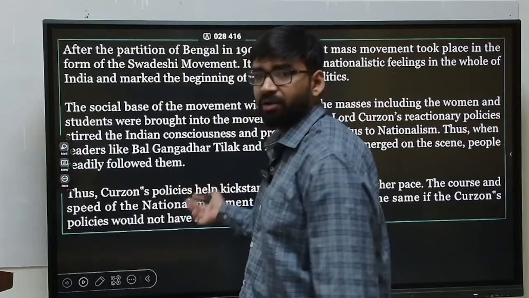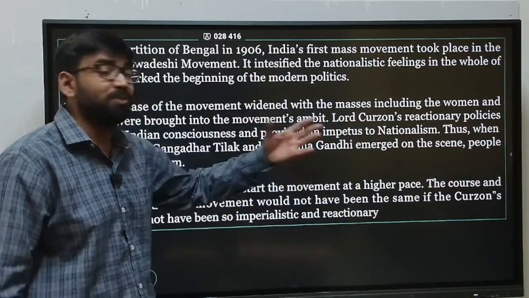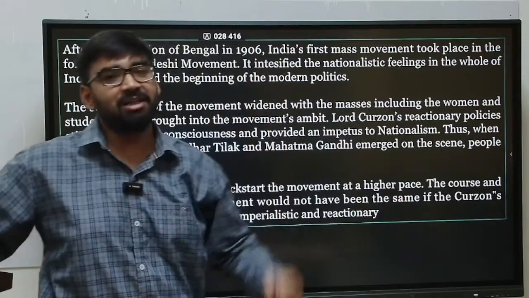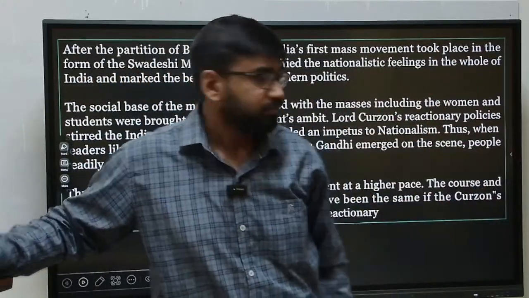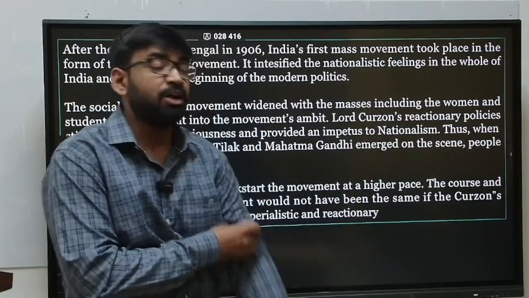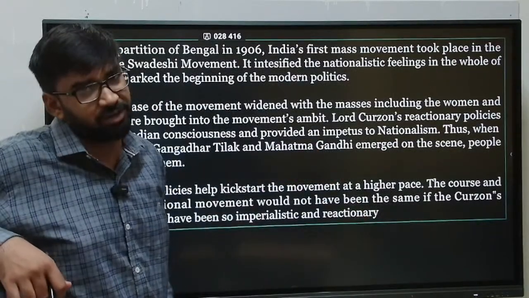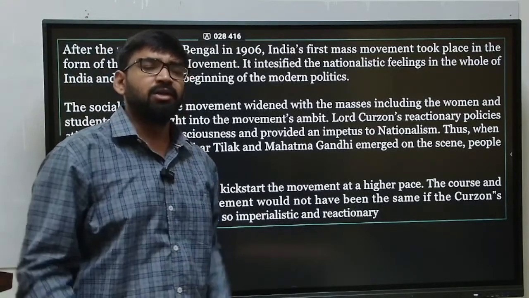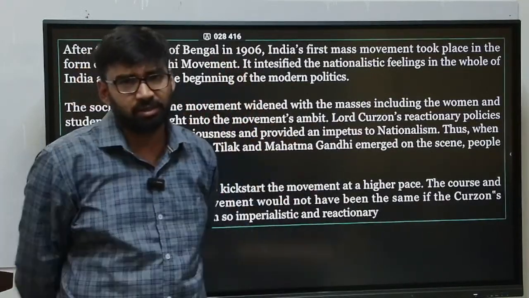So finally, at last, you can write in the conclusion that Curzon's policies helped kickstart the movement at a higher pace. Though he came to curb nationalism, his policies provoked nationalism. Clear? The course and speed of the national movement would not have been the same if Curzon's policies had not been so imperialistic and reactionary in nature. This would be the answer. The question was very easy. The only thing is your concept should be clear. You should know the approach to write this answer.